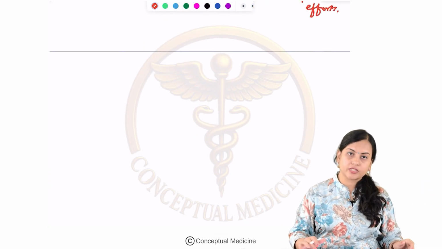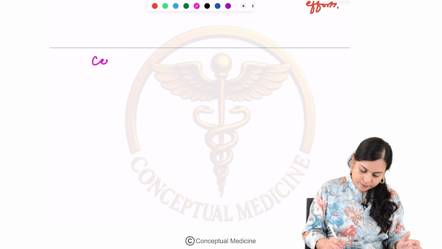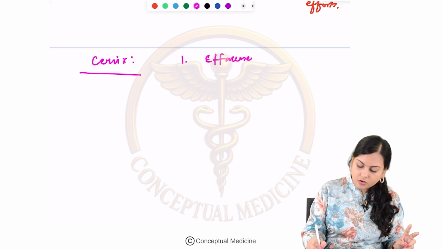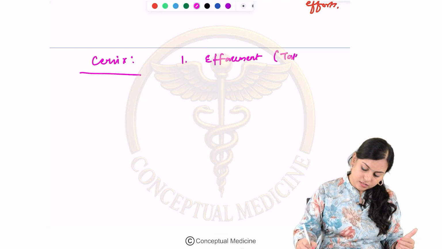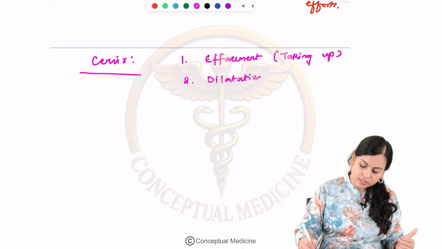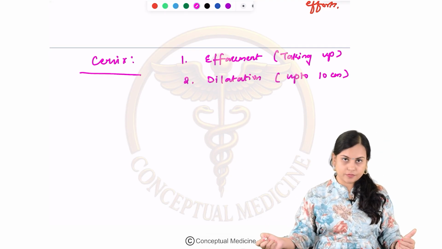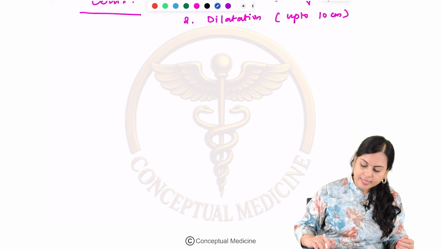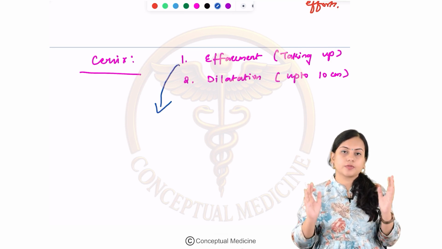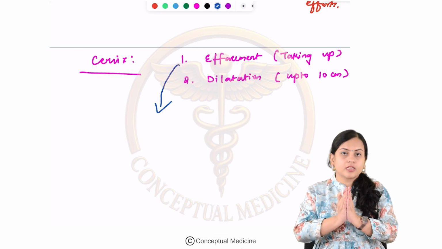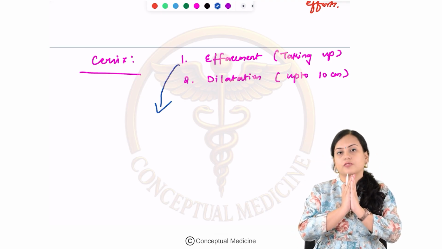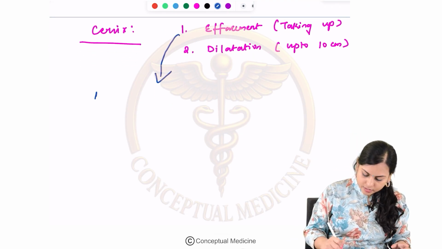Now we'll see what are the changes that are going to take place in the cervix. So when we take cervix, in this phase there are two changes. Number one is effacement or taking up of the cervix. Then number two is dilatation, that is up to 10 centimeter. Clear? So how does this taking up occur, or what does this taking up mean? Taking up simply means the length of the cervix is going to be drawn into the lower segment, because for the formation of the lower segment, not only the isthmus region is going to be used up during labor, some part of the cervix is also going to be taken up for the formation of the lower segment. Can you understand? Yes. So that is effacement.